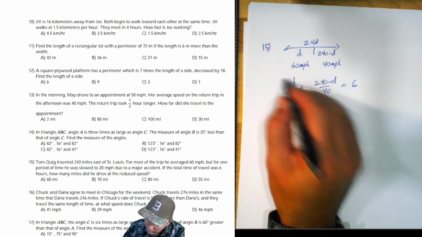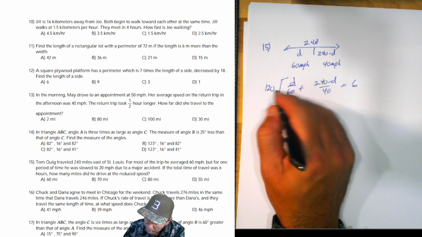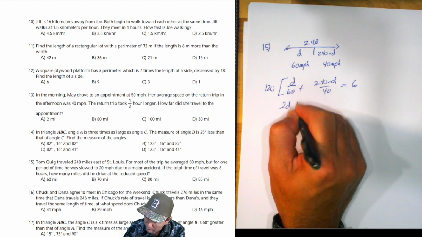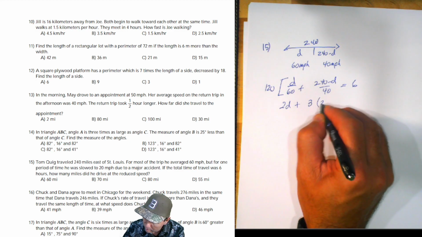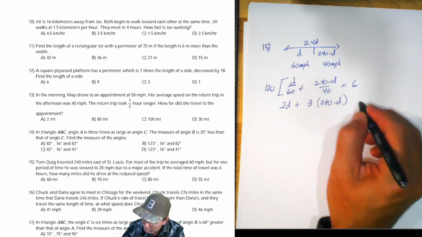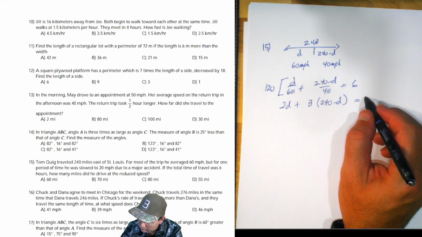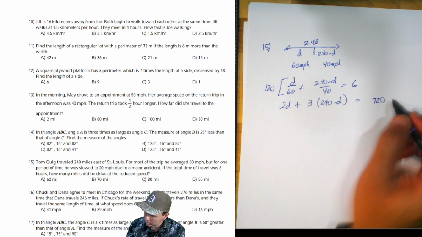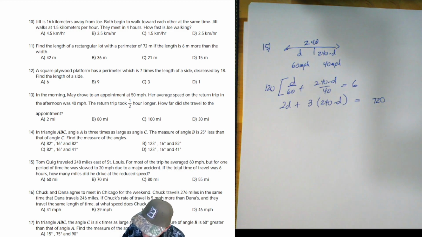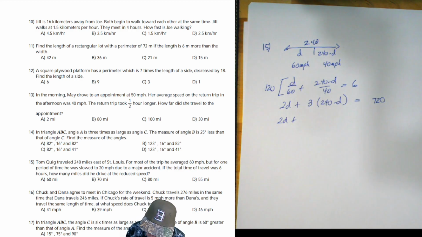So if I multiply everything by 120, 60 goes into that 2 times, 40 goes into that 3 times, and then 120 times 6 is going to be 720, right? That part is right. Then we got 2d plus 3 times 240. That is 720.